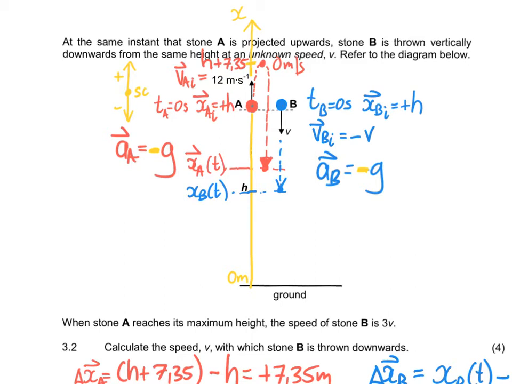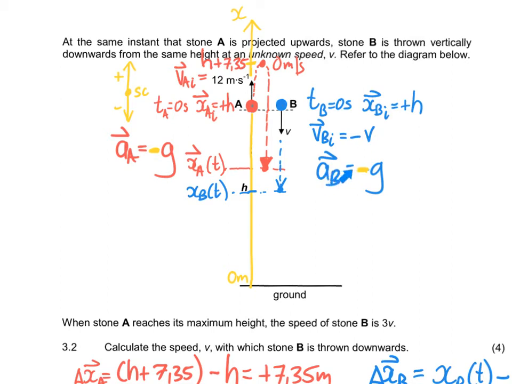So using red for stone A and blue for stone B, I clearly show now what the different values are. The initial velocity for A is plus 12 meters per second. The maximum height is plus 7.35. So we now look here and we say, okay, t B equals 0. The initial velocity for B is going to be minus v, because remember v is the unknown speed.